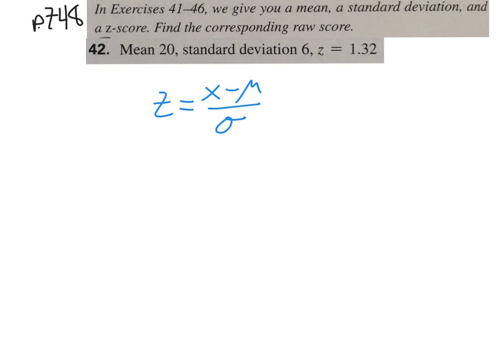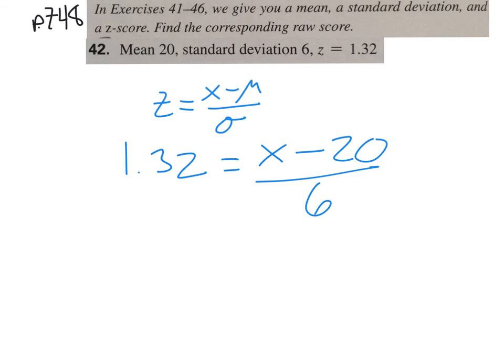We can do this problem backwards. Same page, number 42. This time they're giving us a mean, a standard deviation, and a z-score, and they want us to unpack that and figure out what the raw score is that corresponds to that z-score. So we're still going to use the same formula. This time we're going to have to do a little bit of algebra, though. It's pretty simple. Our z-score is 1.32. X is the raw score, so that's what we're after. Our mean is 20, and our standard deviation is 6.